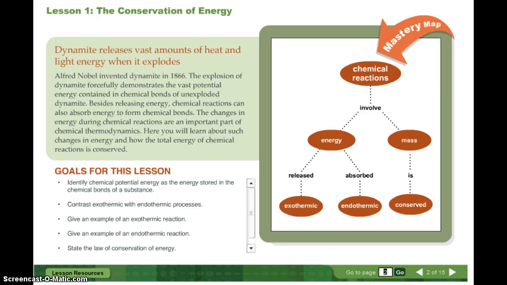Dynamite releases vast amounts of heat and light energy when it explodes. Alfred Nobel invented dynamite in 1866. The explosion of dynamite forcefully demonstrates the vast potential energy contained in the chemical bonds of unexploded dynamite.